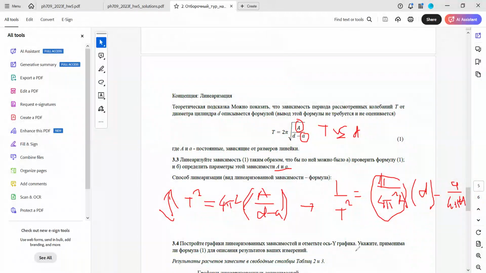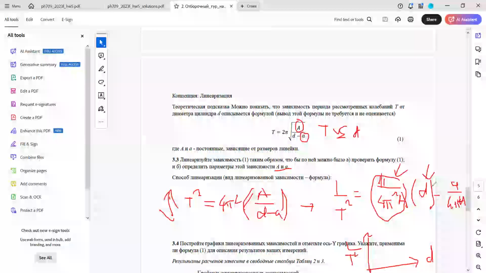And when you draw the graph, what do you plot? You plot 1 over t squared on the y-axis. On the x-axis, you basically plot d, right? When you plot it, you get a linear relation, whose slope is the mole and whose intercept is the value with a minus sign. When d is equal to 0, your 1 over t squared is equal to this. So that's how you linearize it.